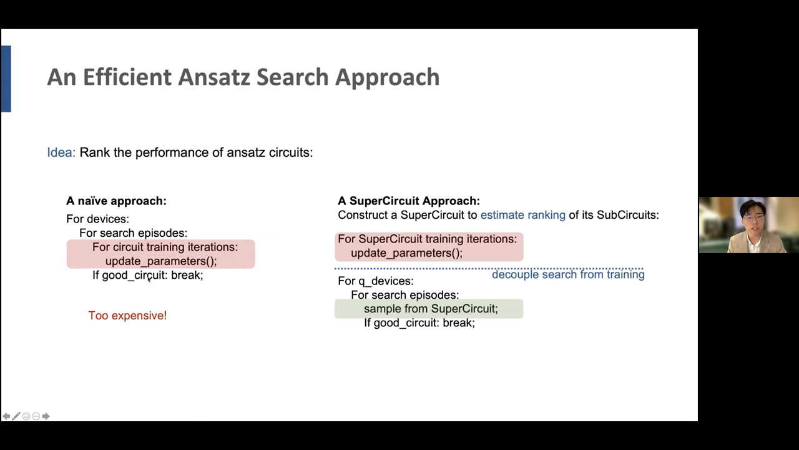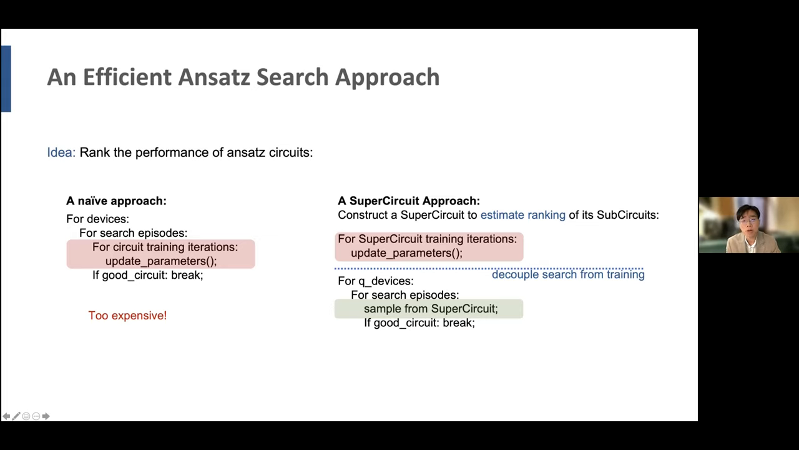So a more efficient way to do this kind of search is really to construct some model or circuit that can help you estimate the ranking. So here we introduce a super circuit search approach, where the super circuit, in fact, is just the estimator, a parameterized circuit that will help you estimate the ranking of its sub-circuits. And I'll clarify the relationship between our super circuit and the sub-circuits. But here, these sub-circuits that the super circuit is in charge of are the parameterized quantum circuit candidates that you want to compare and rank.